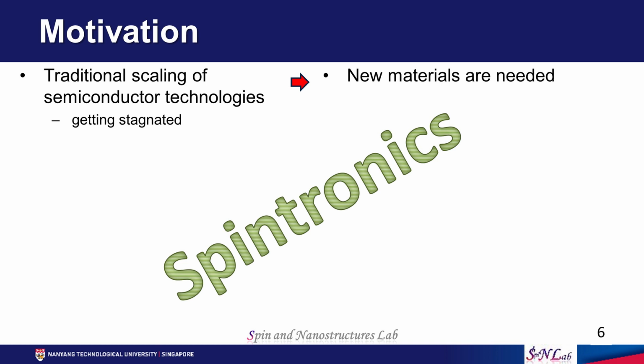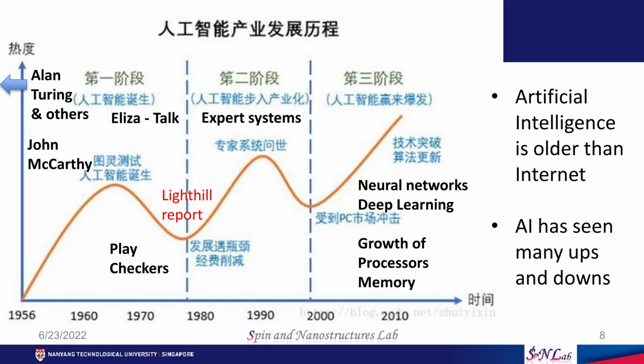Then another area which I just mentioned a few minutes ago is the area of artificial intelligence. Many of you may be surprised if I tell you that artificial intelligence is older than the internet. Even though you might be hearing about artificial intelligence only recently, it has been happening for many years. Even in the 1950s, people started working on artificial intelligence, and the technology has had its own ups and downs.